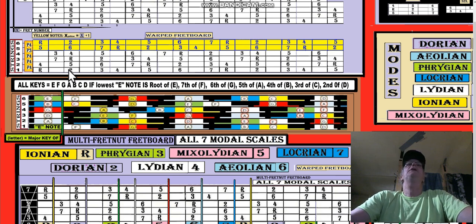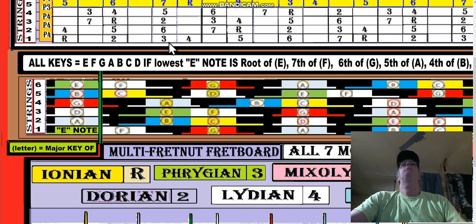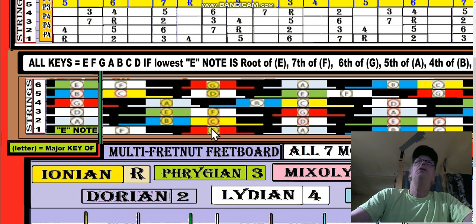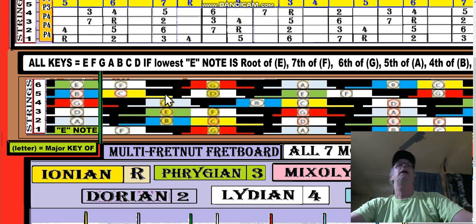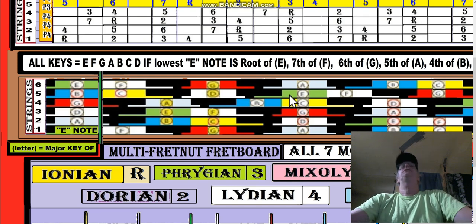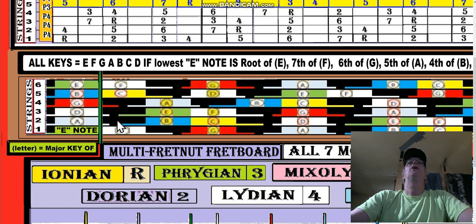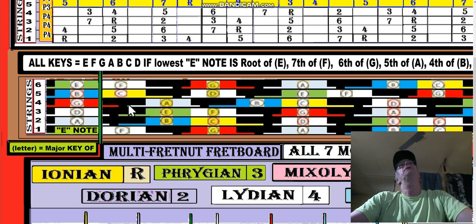So that's what I mean when I say all keys, it's the lowest E note. It depends what you want to call this lowest E note. But guess what? These note letters are not going to change. These colors are not going to change. These accidentals are not going to change. These are like the accidentals on a piano. It's just that there's a tuning warp here, so it's a little hard to see the patterns, but you can see them.